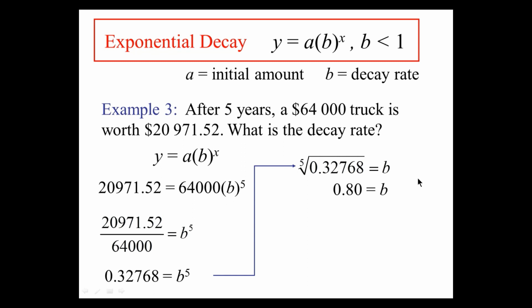So b is 0.8. Now hit the space bar, pause the video, take your calculator, and go fifth root 0.32768. You might do that by going 0.32768 to the exponent, and then use brackets 1 over 5. And make sure that you come up with the 0.8. And so we have our b value. And b value is the base, and the base of the exponential function is 0.8. Some people call it the decay rate. I call it the base of the exponential function.